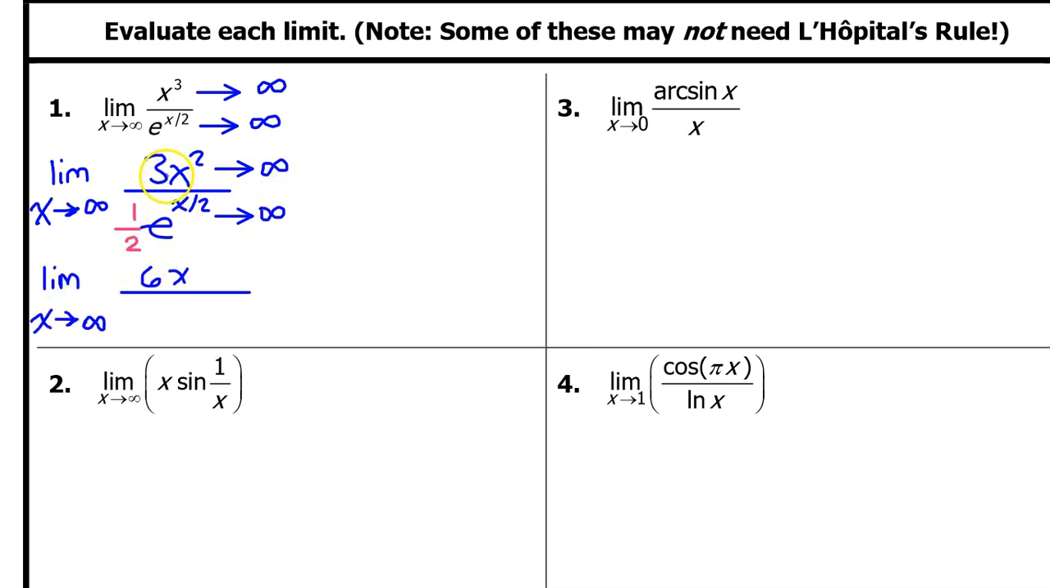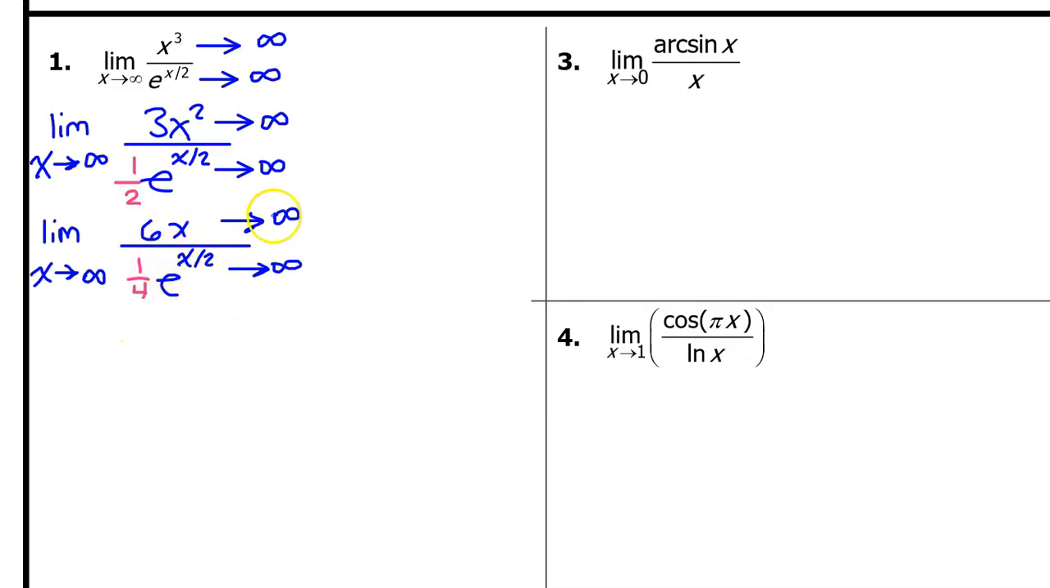Let us again take the derivative of the numerator and the denominator. The derivative of 3x squared is 6x. Let's bring down that 1/2. And the derivative of e to the x over 2 is e to the x over 2 times the derivative of 1/2 x, which is 1/2, just like before. Let's combine these. 1/2 times 1/2 is 1/4. But the numerator and denominator are still approaching infinity, so we have to do it again.